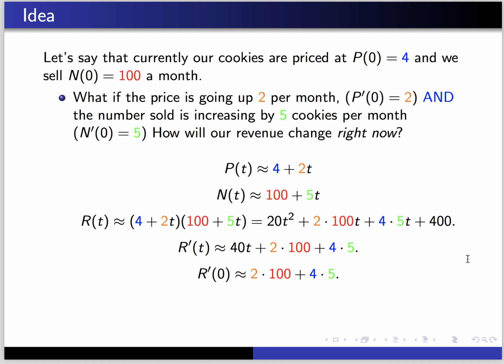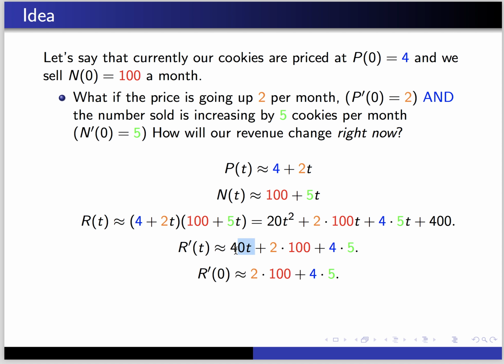And now I'm going to take a derivative. And all I need to know to take this derivative is the power rule, right? This is what makes it so cool. We don't need any fancy tools for this. And so what's the derivative? It's going to be 40t plus 2 times 100 plus 4 times 5. And now we look at that and we say, well, that's representing our change in revenue. And I want to know how fast our revenue is changing right now based on the data that I have for time 0, for our current moment. And so I'm just going to plug in t equals 0 because that's all I know about. All I know about is the current moment.